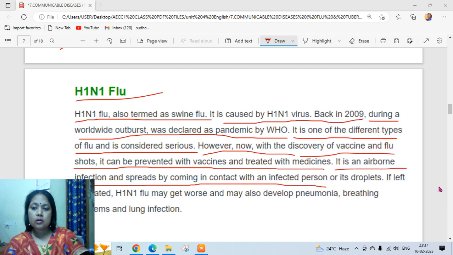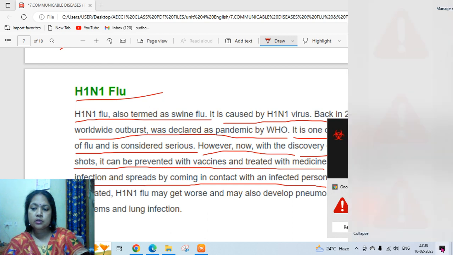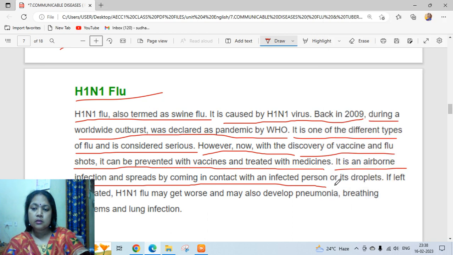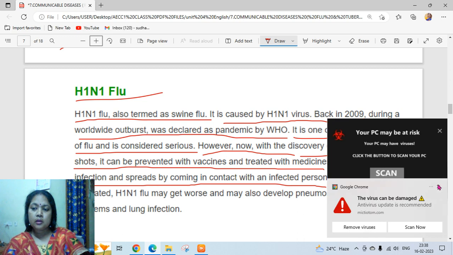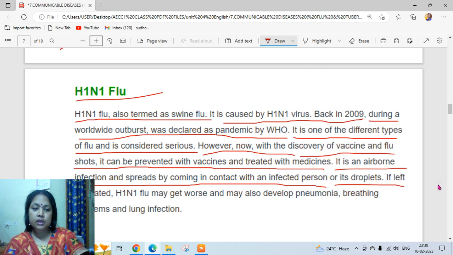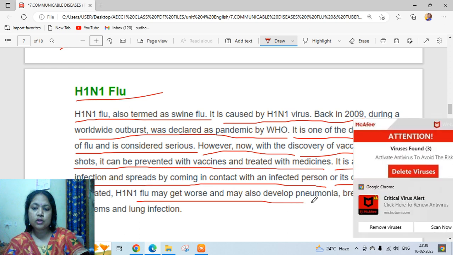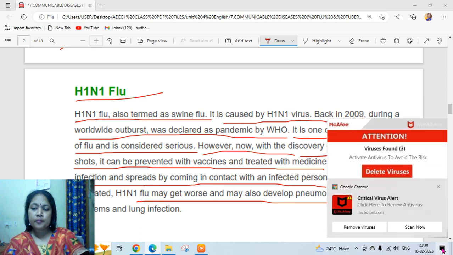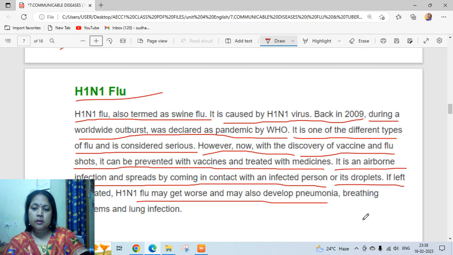or its droplets. Okay. And if left untreated, H1N1 flu may get worse and may also develop pneumonia, breathing problems and lung infection.